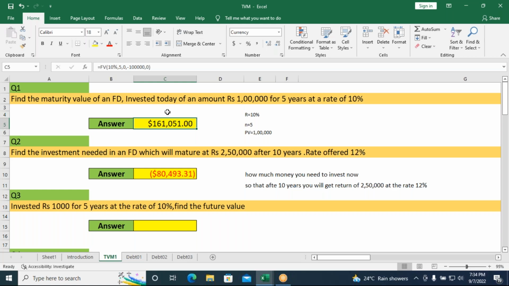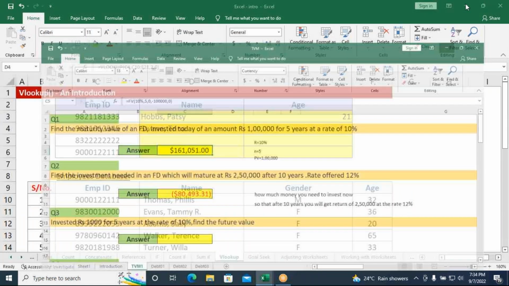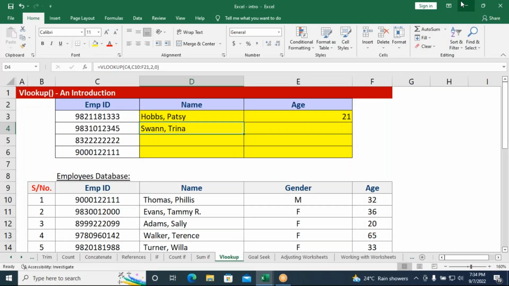Ma'am, where is this Excel sheet? TVM, I have not shared it with you. No, ma'am. Okay, 1 second. Once again, I'll share it with you.